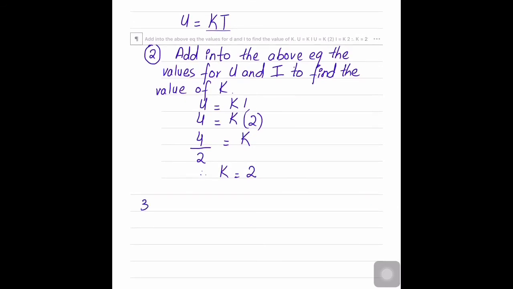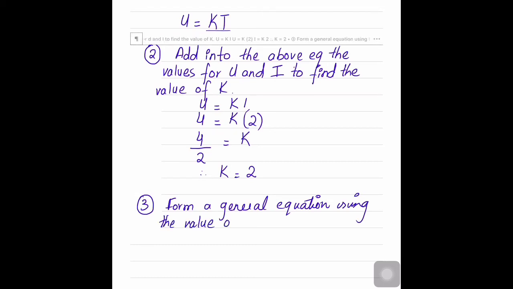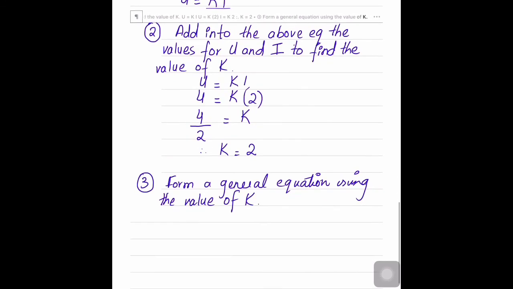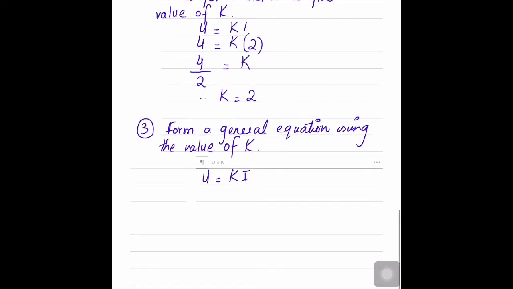Step 3, form a general equation using the value of k. Let's do that. So it's u equals kI, and we know the value of k, so it will be u equals 2I. Perfect, we have the general equation now.